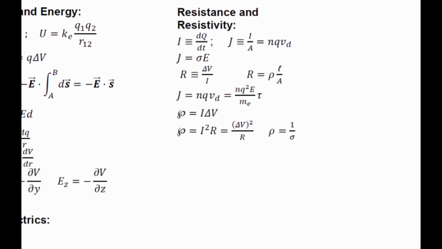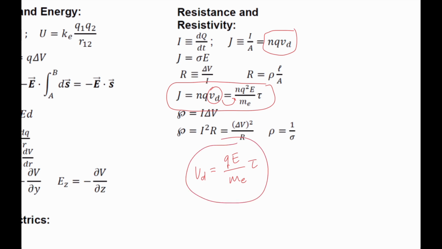Now we are going to get to this equation here. It's actually pretty interesting. It's the same sort of equation they gave us here, except they replace v_d with q_e over m_e and then tau. So where have you guys seen this before? If you plug these numbers in for v_d, you get the same equation here. Can you think of it?